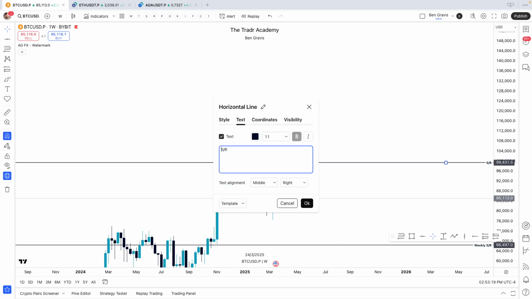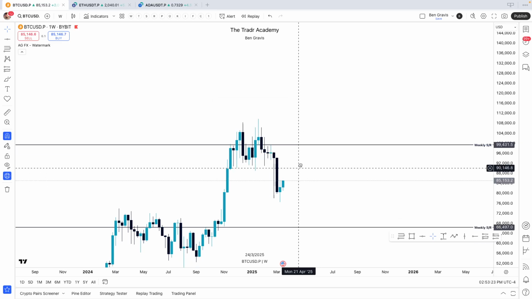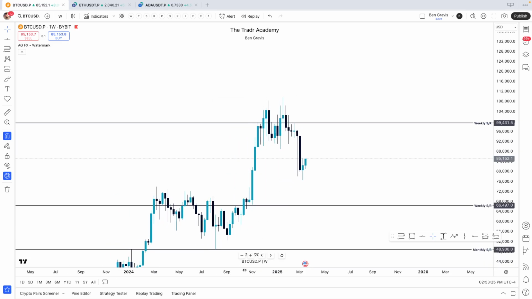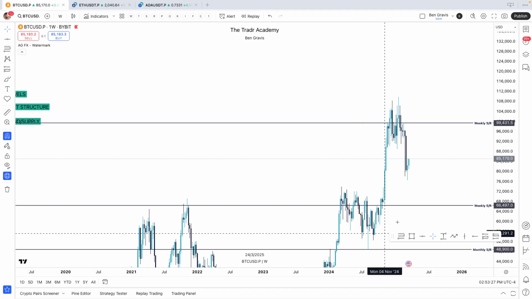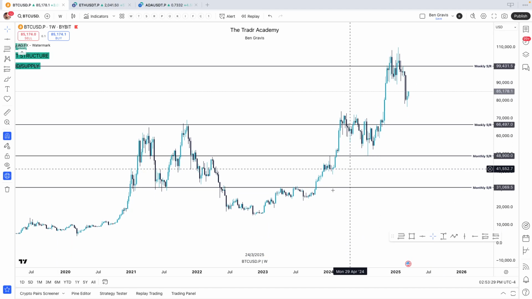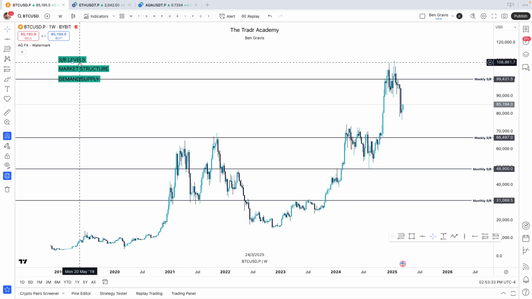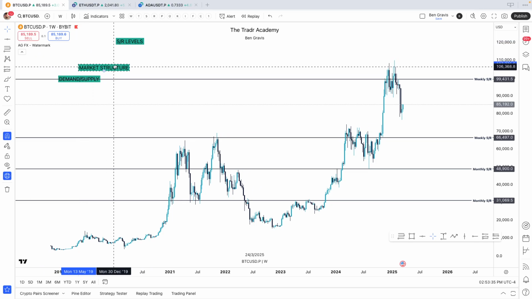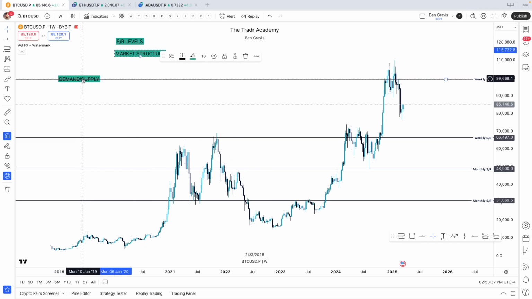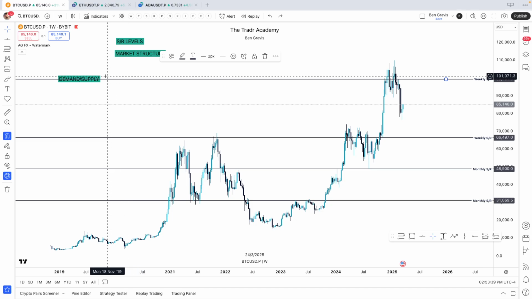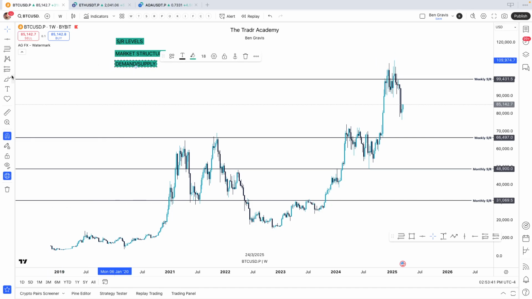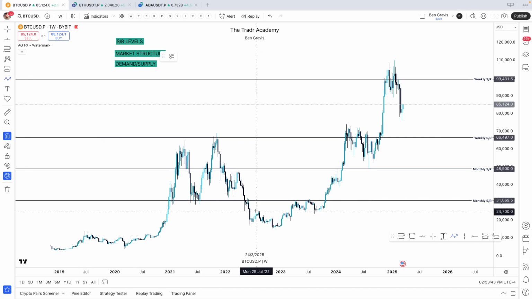You don't want too many levels. You just want the best levels using the wicks. So knowing this, now we are going to look at market structure. Basically everyone knows what market structure is. So now we did the SR levels. Now we're going to look at the market structure, and I'm going to use the path tool.